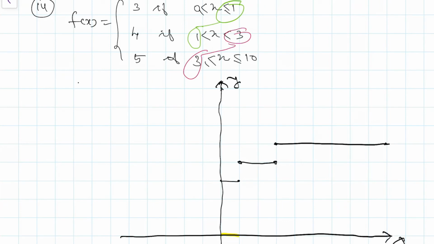We need not check the continuity of the function from 0 to 1, or from 1 to 3, or from 3 to 10, as in these regions the function is continuous, obviously. Why? Because these are polynomials: 3, 4, 5 are constant polynomials. So in this region, and this region, and this region, the function is continuous. At these points, we need not check the continuity. We'll only check the continuity of the function at x equal to 1 and at x equal to 3. If the function is continuous at these points, then the function will be continuous in its domain. So we'll check the continuity only at the meeting points of the partitions of the domain. In this case, it is x equal to 1 and x equal to 3.